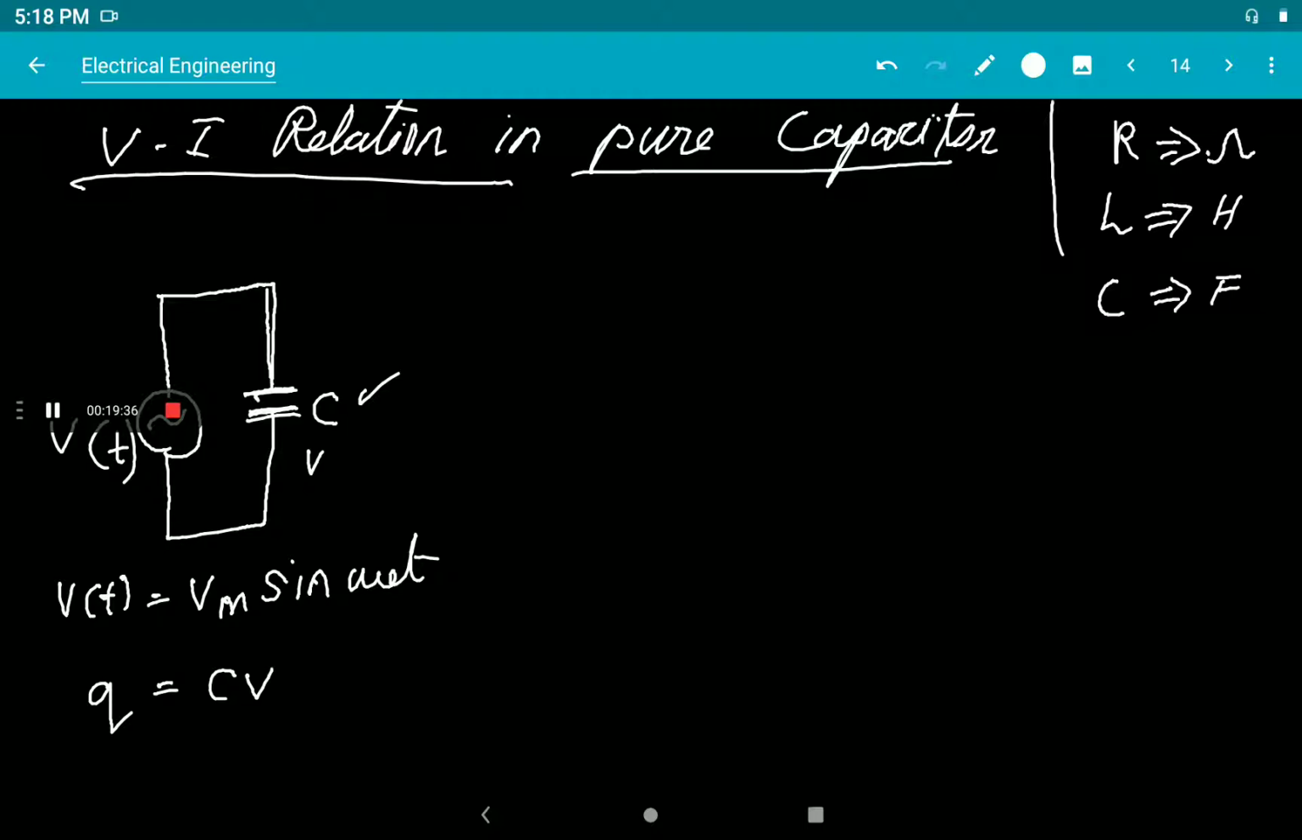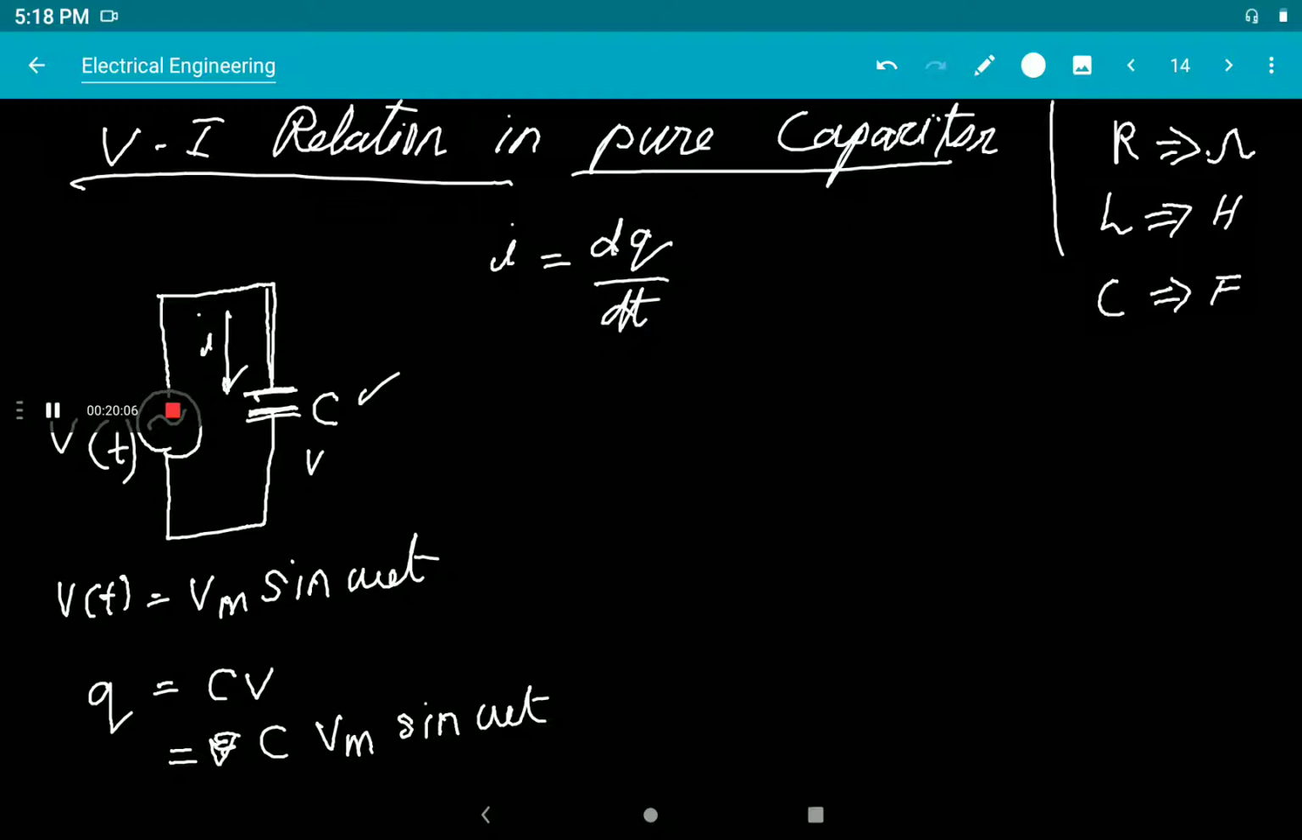So we can represent the charge as C into Vm sin omega t. Now the current flowing through this capacitor is given by the rate of change of charge. So we can represent the current as dq by dt, which is d by dt of C Vm sin omega t, substituting the equation for q as C into Vm sin omega t.